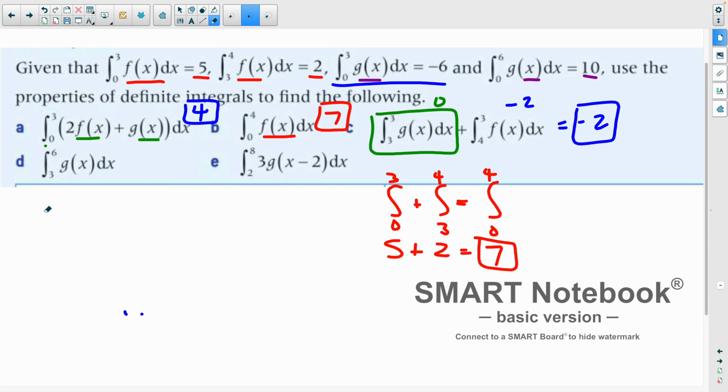Here we go. Question D. What do I have on question D? What are my bounds on question D? 3 to 6. So which function? The last one, the g of x. Do I have a 3 to 6 over here? No. So how could I set that one up? 0 to 3. 3 to 6.